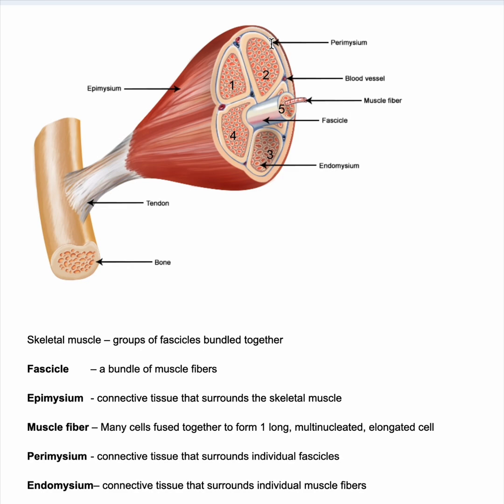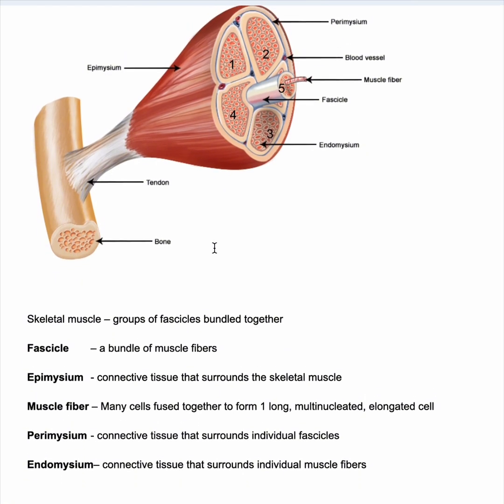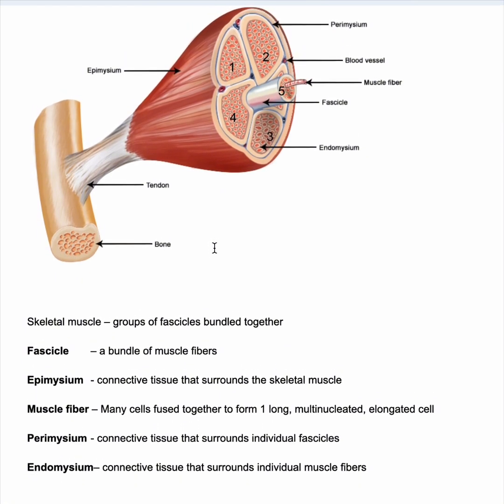And a fascicle is this group here, 1, 2, 3, 4, 5, but these fascicles themselves have muscle fibers, which are those smaller little muscle fibers you see in there. And that's not where it ends. Those muscle fibers are actually made up of myofibrils, and those myofibrils are composed of sarcomeres.